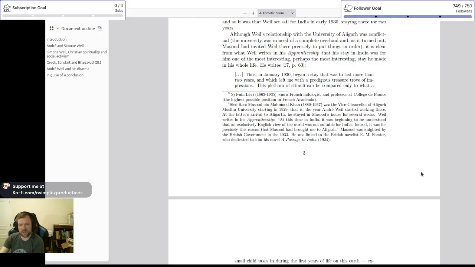Weil writes in his Apprenticeship, at this time in India, it was beginning to be understood that an exclusively English view of the world was not suitable for India. Indeed, it was for precisely this reason that Masood had brought me to Aligarh. Masood was knighted by the British government in 1933. He was linked to the British novelist E.M. Forster, who dedicated to him his novel A Passage to India, 1924.